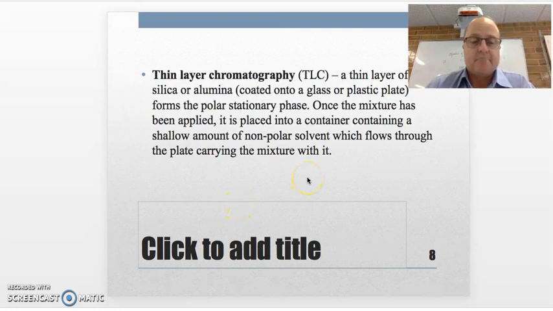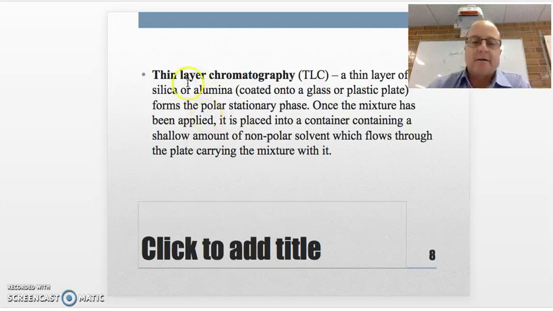Just explain this type of chromatography, which is the most common, and the next slide has a diagram of it, which gives you a bit more of an idea of what it looks like and how it works. So the most common type of chromatography is what's called thin layer chromatography, where we have a thin layer of silica or alumina, and that is coated onto either glass or a plastic plate. It's actually like a little strip of glass or plastic, and we have silica or alumina on it.